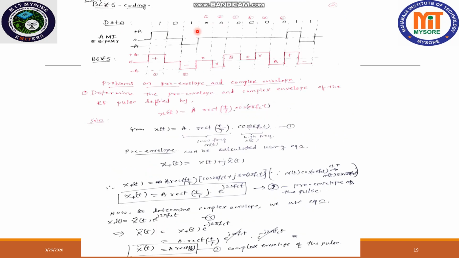Next one is B6ZS coding. It is very simple. If you have 6 zeros, then you are going to represent the code as 0VB0VB. That's it. Other things, that is 1 is represented by 1, subsequent one will be -1, 0 will be 0. And I hope you have understood all these codings. For better understanding, first read the notes and then go through the video once again.